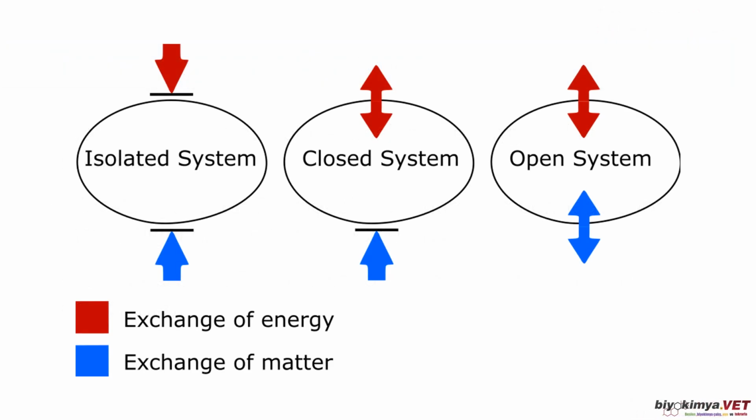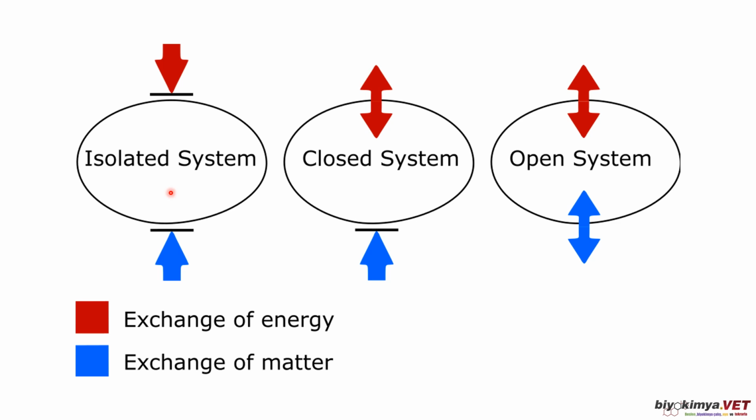And a good explanation, a good illustration to explain the isolated, closed, and the open system. The red arrows indicate exchange of energy, and the blue arrows indicate exchange of matter. In an isolated system here, think about the reactants which are present in a thermos flask or an insulated vessel, where neither energy nor matter is exchanged with the environment.